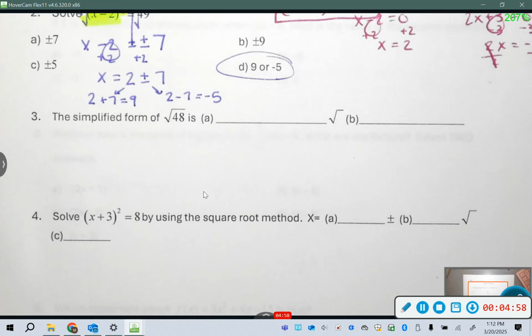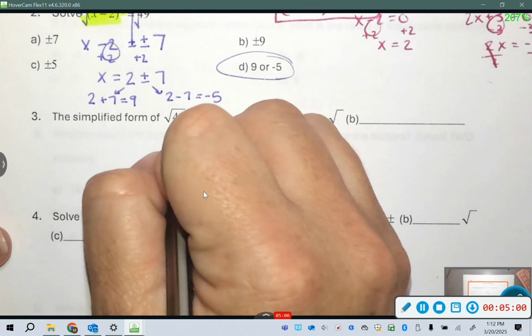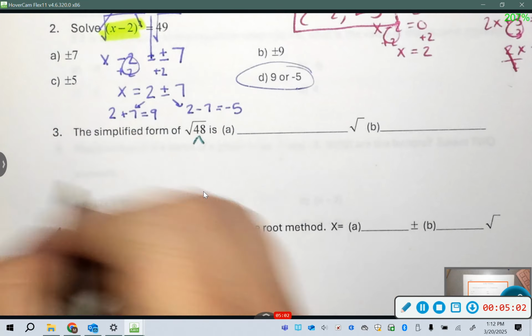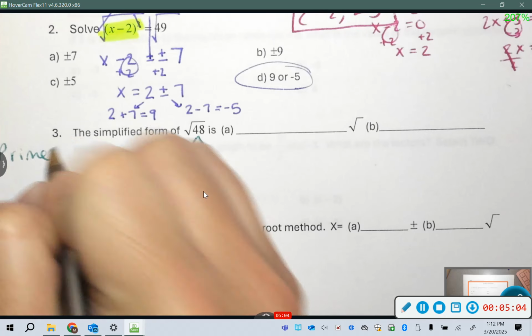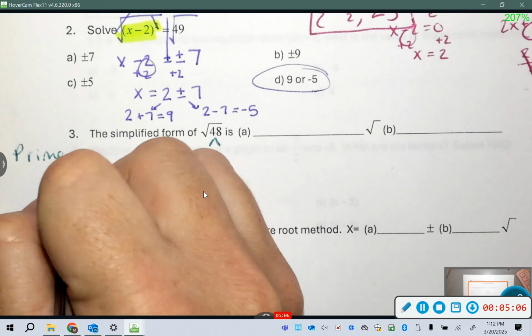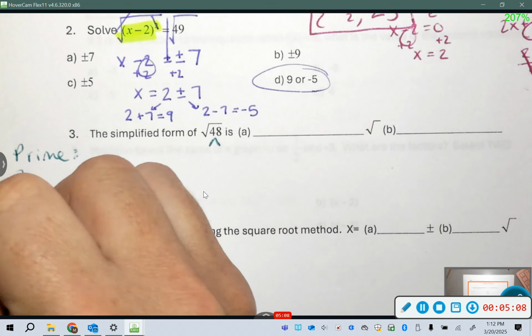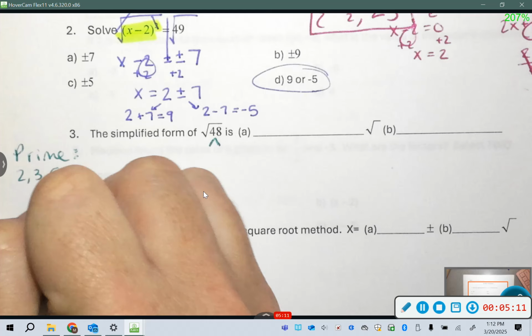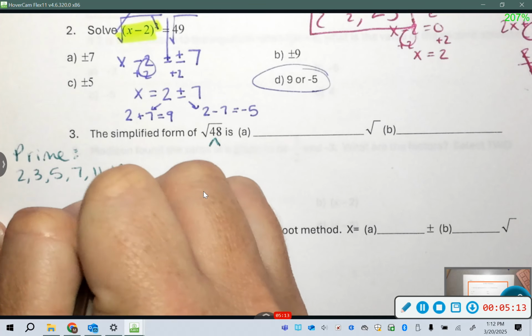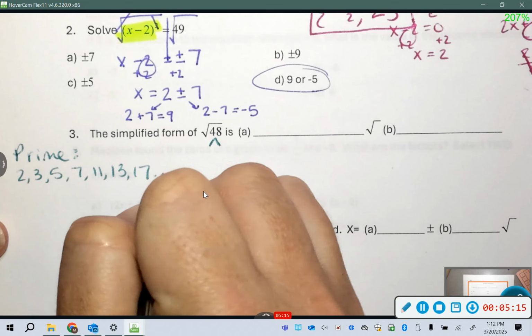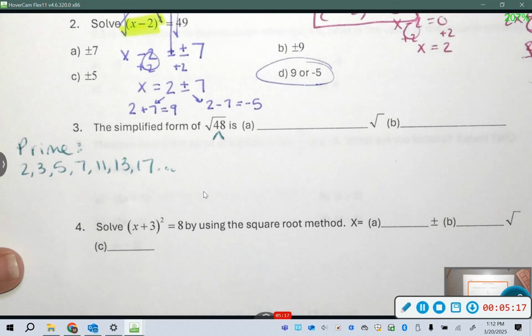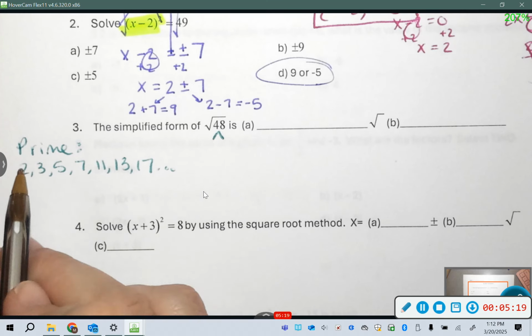Okay, number 3 has us just simplifying a radical. So remember, we're going to do our factor tree. Now, to remind y'all, prime numbers: we want the ends of our tree to be prime only. So 2, 3, 5, 7, 11, 13, I always forget that one, 17, and so on. And I personally always like to start with my smallest prime number, which is 2.